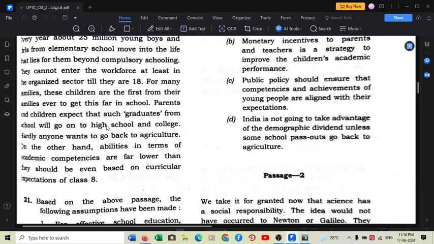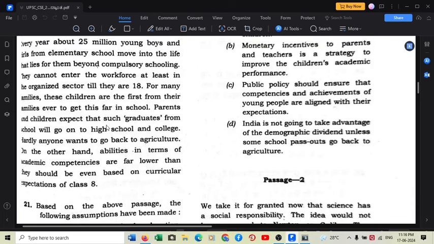For many families, these children expect that such graduates from school will go on to high school and college. Hardly anyone wants to go back to agriculture. Definitely yes. On the other hand, abilities in terms of academic competencies are far lower than they should be, even based on curricular expectations of class 8. So definitely academic competencies will be lesser than what is expected from a class 8 student if this is the dropout rate in India.